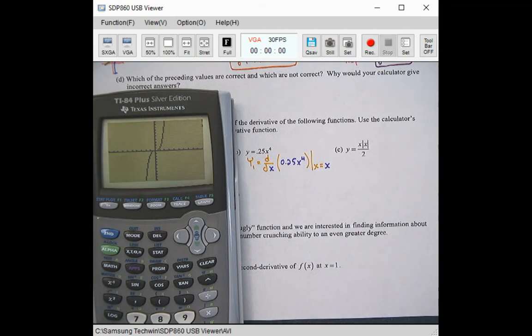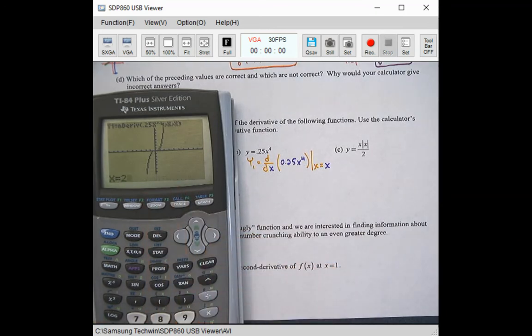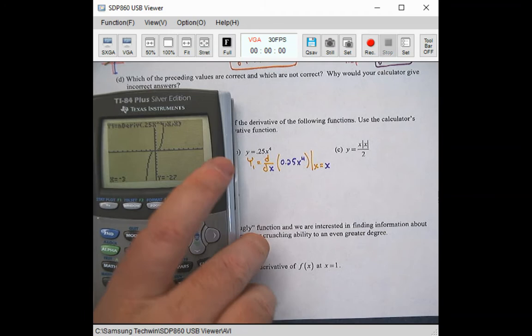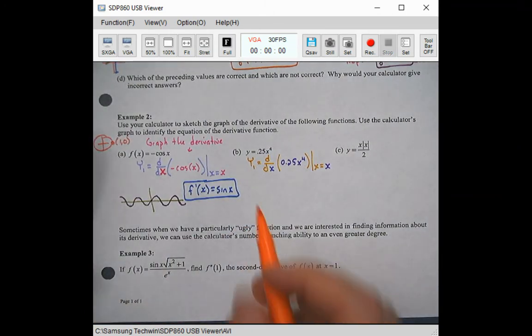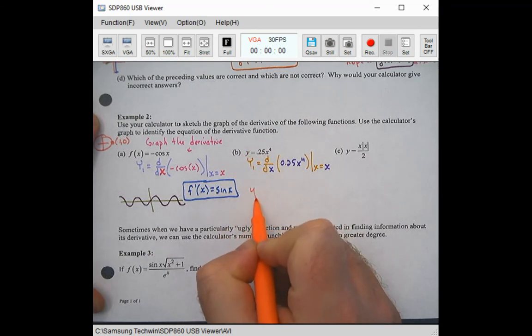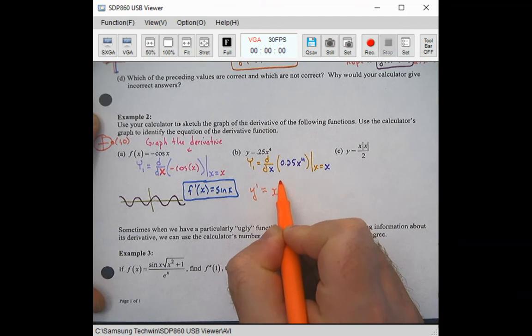Let's double check. Let's test a couple points to make sure. Like, what's 1 cubed? 1, good. What's 2 cubed? 2 times 2 is 4, times 2 should be 8. Nice. What's 3 cubed? 3 times 3 is 9, times 3 is 27. Let's try negative 2, negative 8, negative 3, negative 27. I think that's probably enough evidence. So we can now say that f prime, y prime, is equal to x cubed.